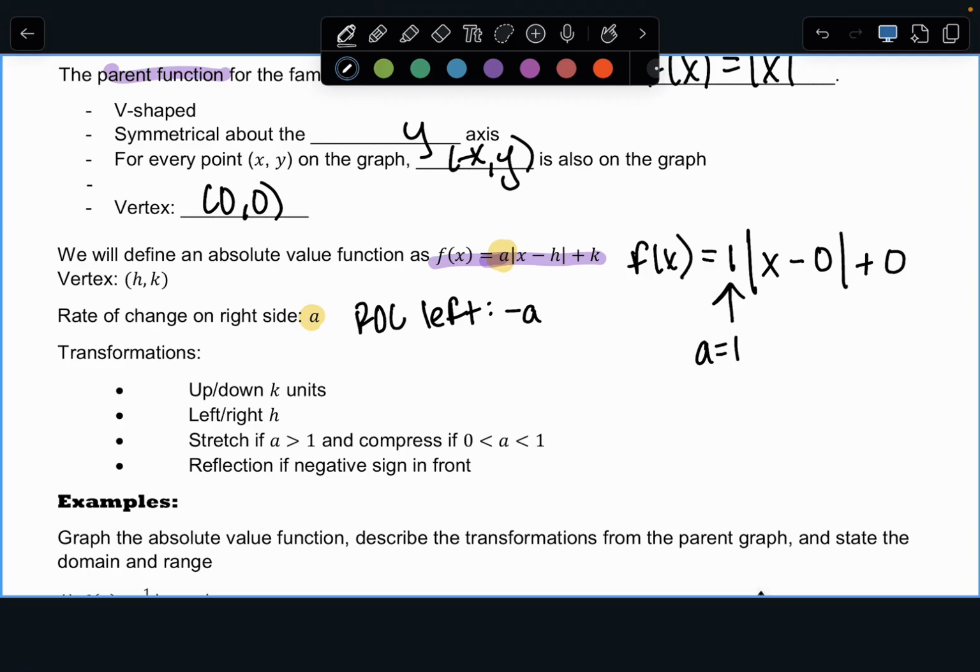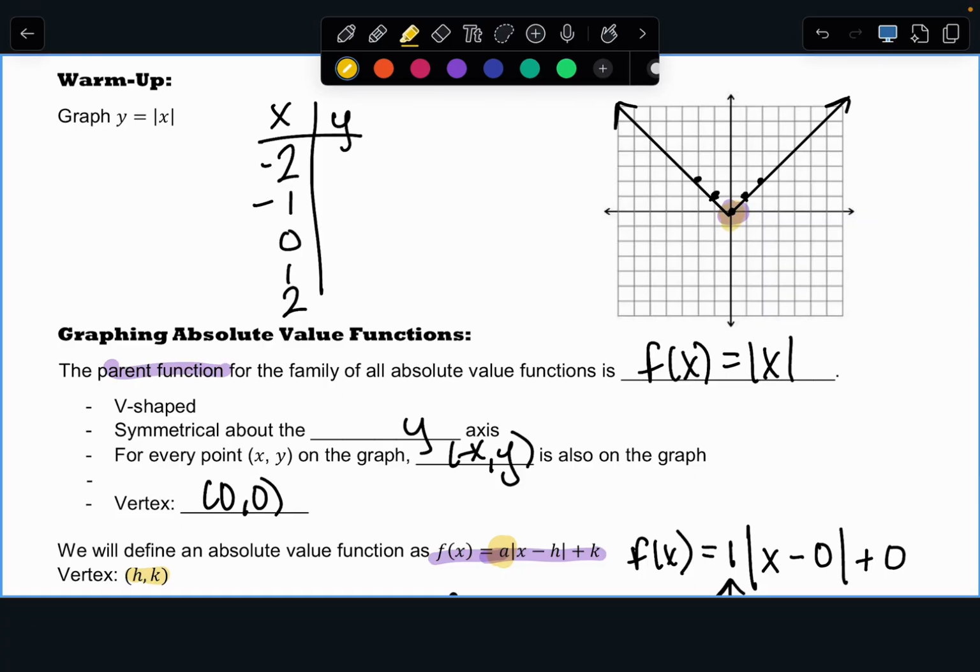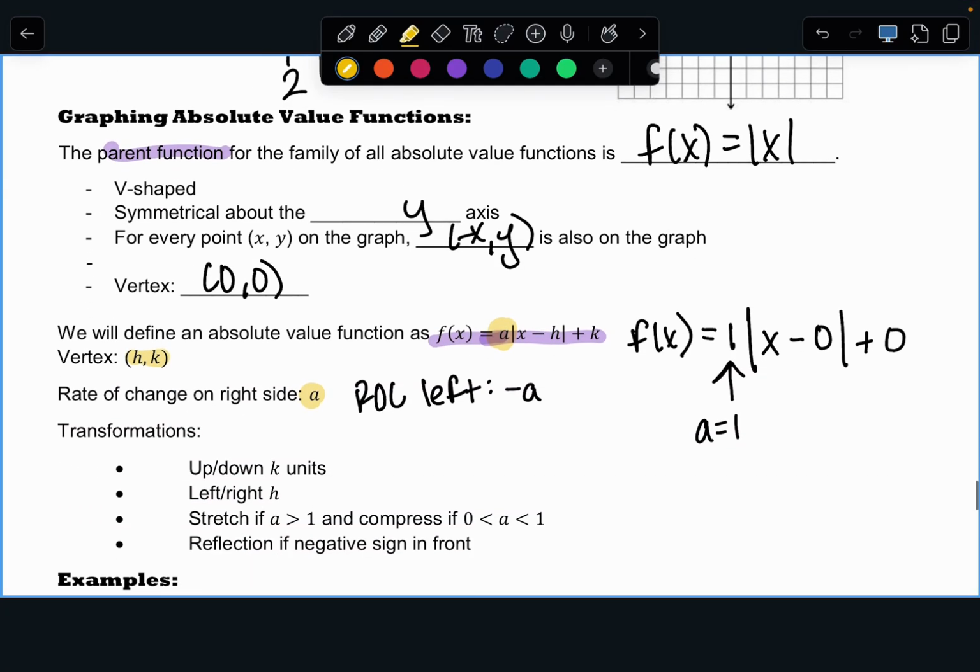Okay. Our vertex, that original point that we kind of start with, the bottom of our V, is the ordered pair HK. So we use A to find the slope of one side, and we use HK to find a point. Once we find that point, we count our slope and we're done graphing. So you just need HK and A. So here, what was H? 0. What's K here? 0.